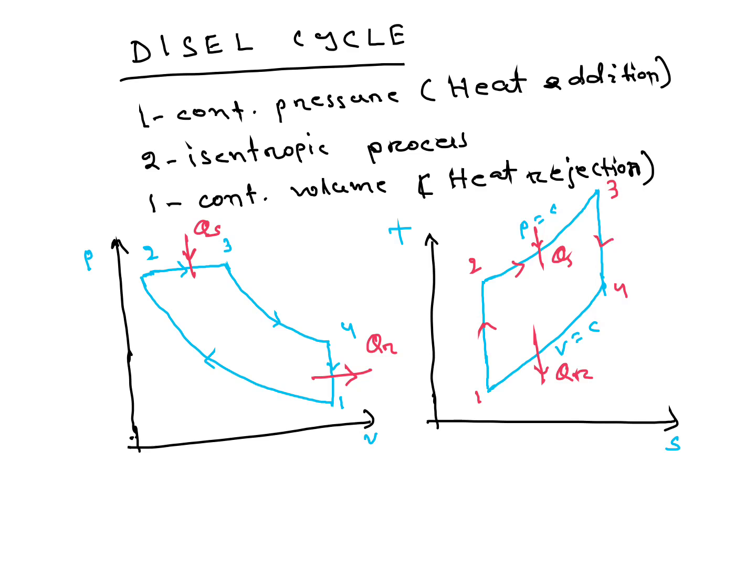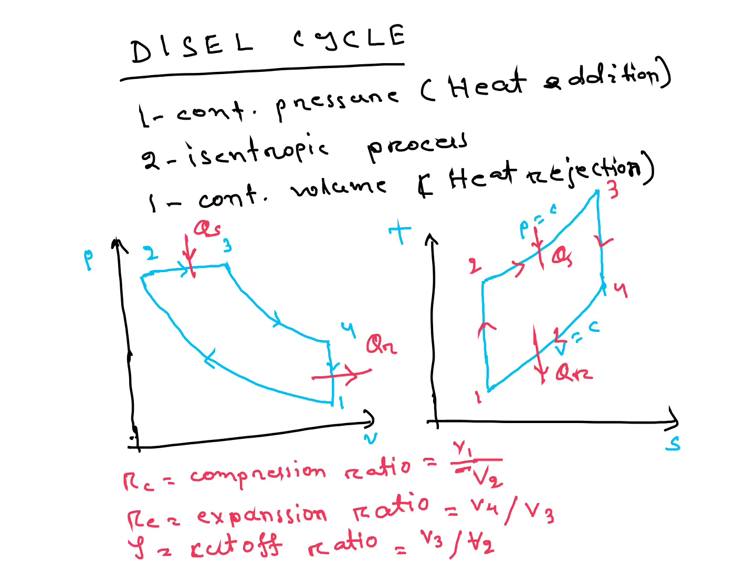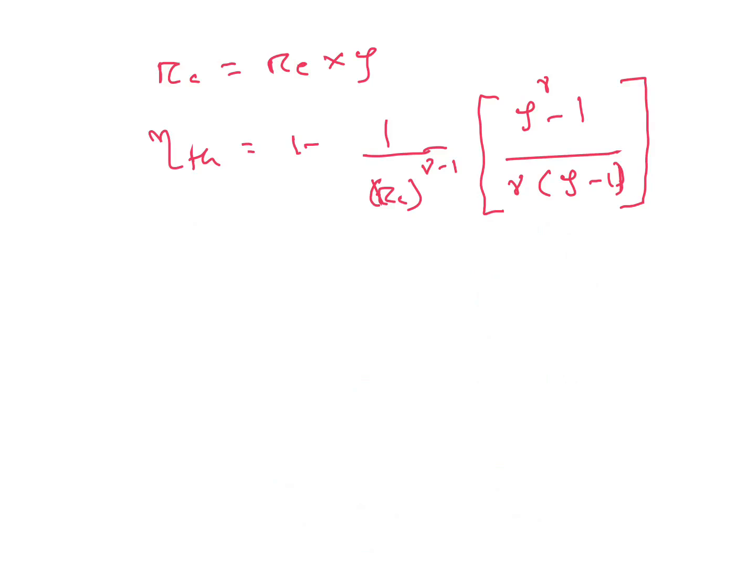Here compression ratio is V1 by V2, expansion ratio RE is V4 by V3, and cutoff ratio rho is V3 by V2. Compression ratio RC equals expansion ratio RE into cutoff ratio rho. And thermal efficiency for diesel cycle is 1 minus 1 by RC to the power gamma minus 1, whole into rho to the power gamma minus 1 divided by gamma into rho minus 1.